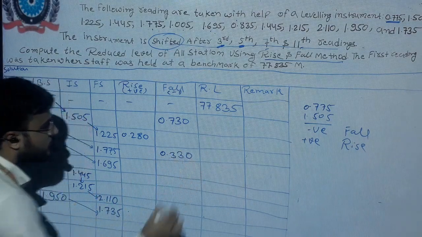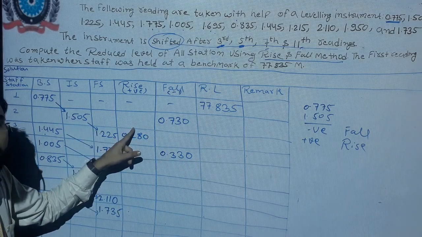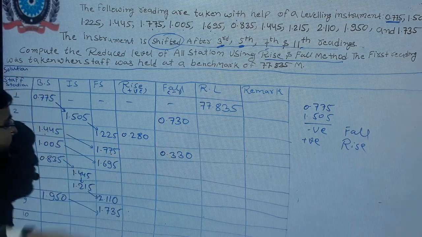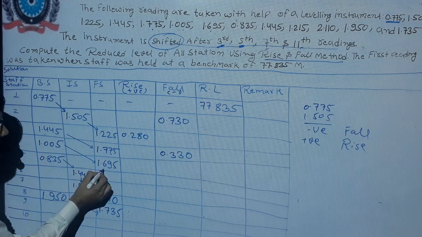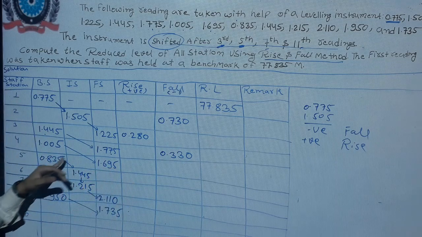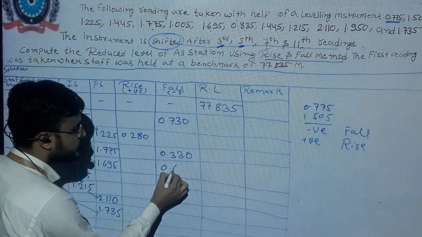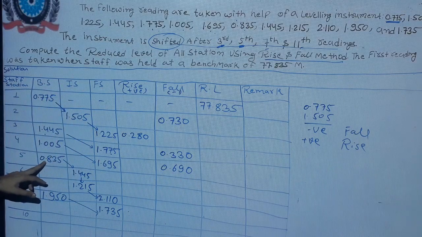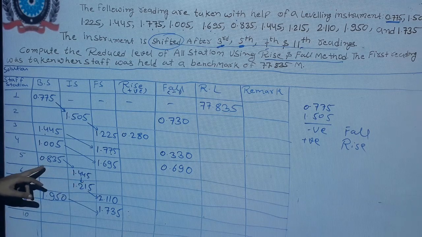0.330. Always remember, if you have a fall, then the rise column will be blank. If you have a rise, then the fall column will be blank. Now 1.005 minus 1.695, the difference is again negative. So 0.690 fall. Now for the point star 5, 0.835 minus 1.445, again the difference is negative.